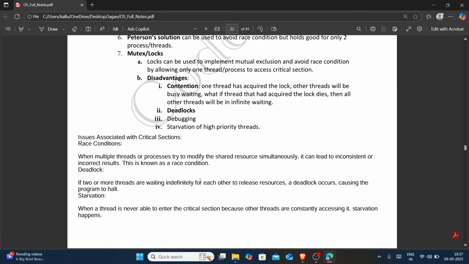Deadlock: if two or more threads are waiting indefinitely for each other to release resources, deadlock occurs, causing the program to halt.